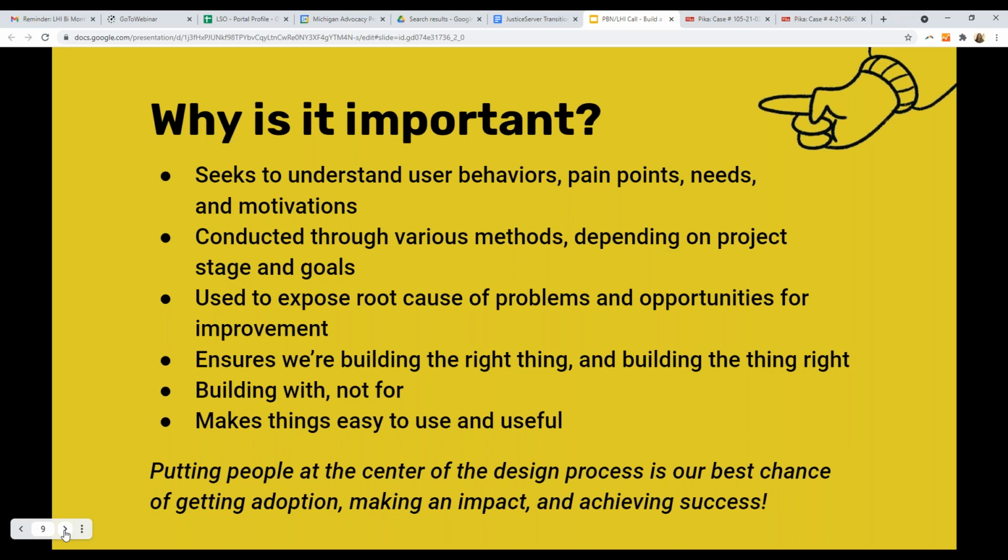Again, it's really important to expose those root causes of the problems to really dive deeper and understand what's driving a lot of the pain points. And it ensures that we are building the right thing and building the thing right. So again, in that space of creating space before you dive into solutioning is just that intentional moment to really think about, is this what users need? Is this the right way to get them this information?